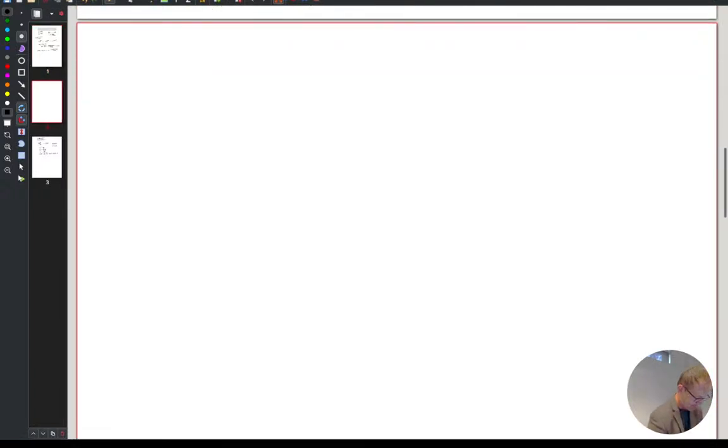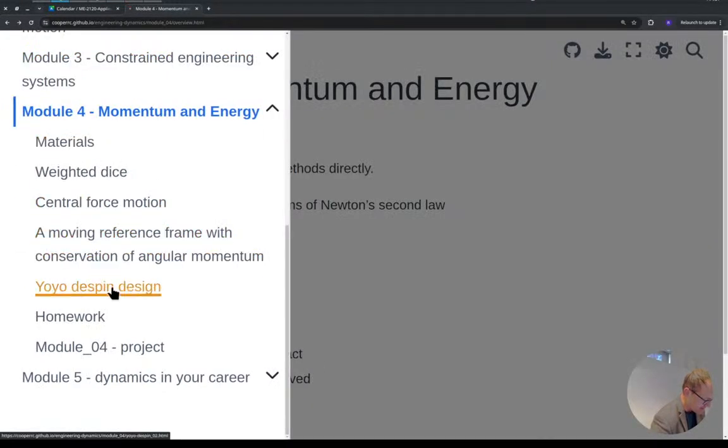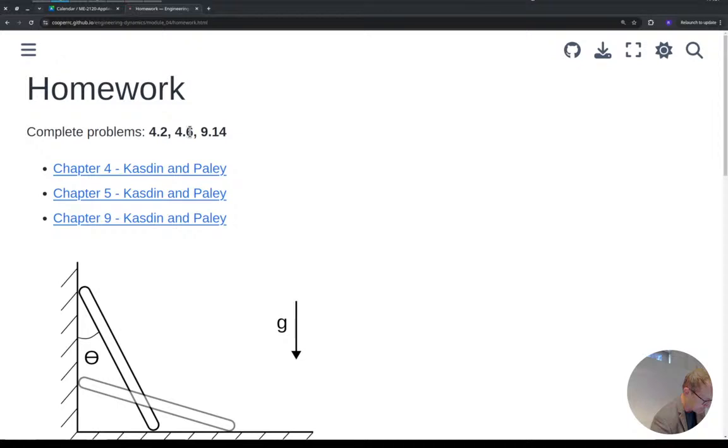Then the fun stuff you can do with all these new methods, right? Now 4/6.